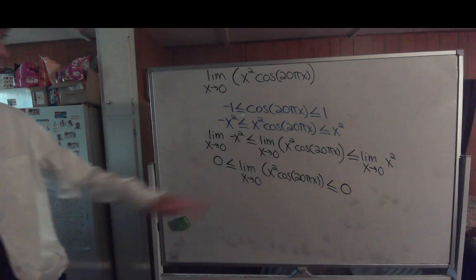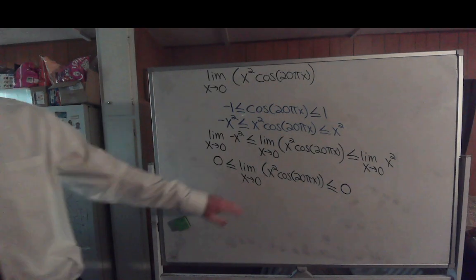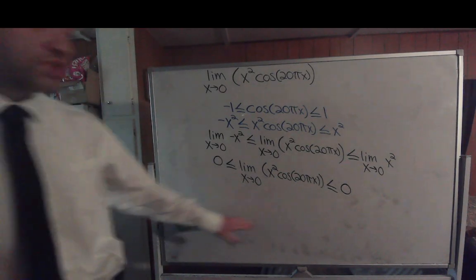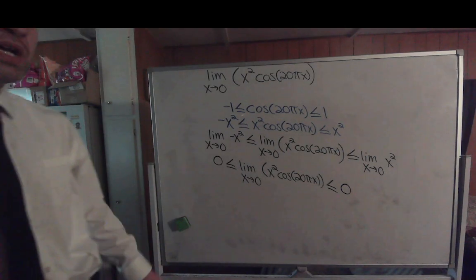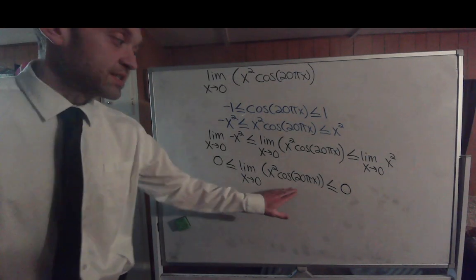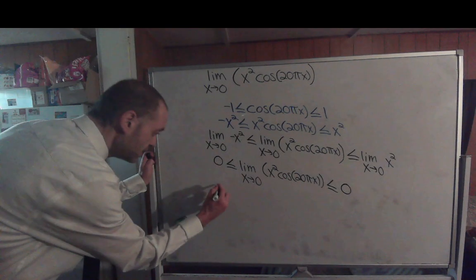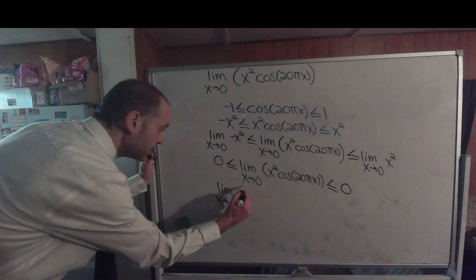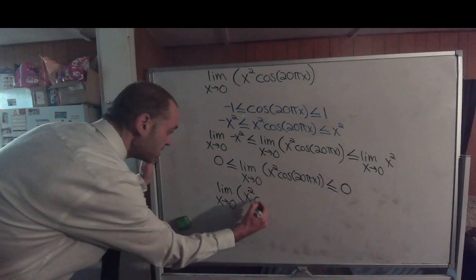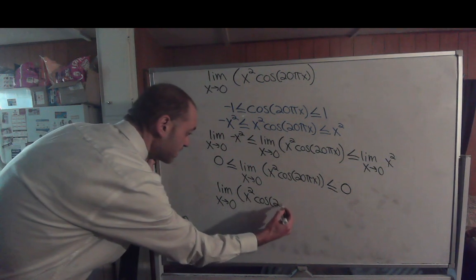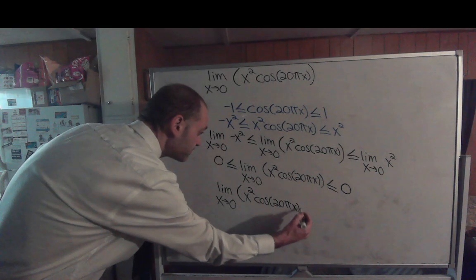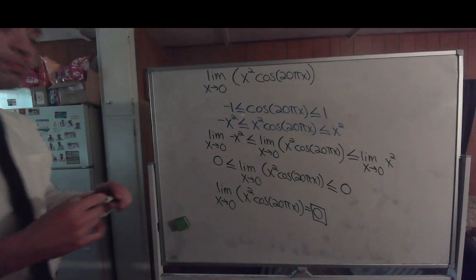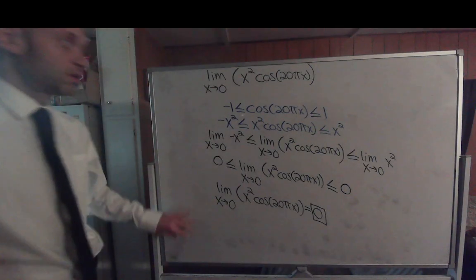So you have 0 less than or equal to the limit as x approaches 0 of x squared cosine of 20 pi x, which is also less than or equal to 0. The only logical conclusion is that this limit itself has to equal 0. So the limit as x approaches 0 of this x squared cosine of 20 pi x is equal to 0 by the squeeze theorem or by the sandwich theorem, whichever you prefer.